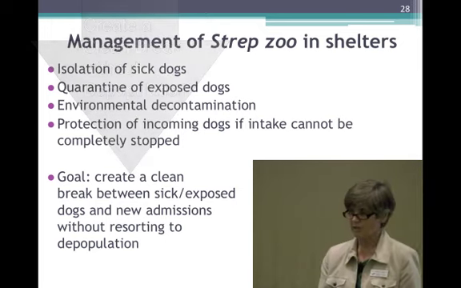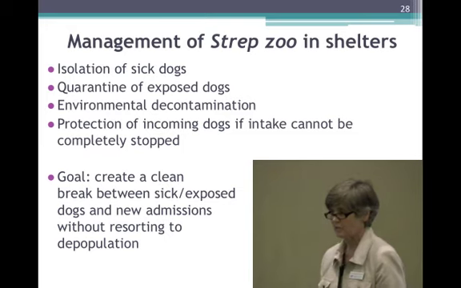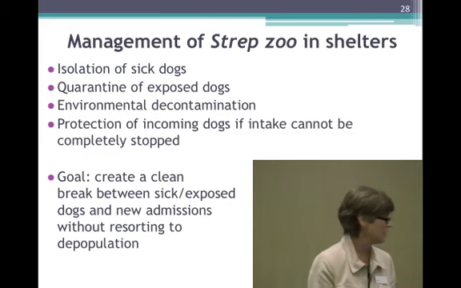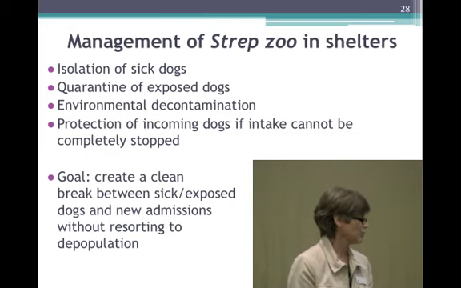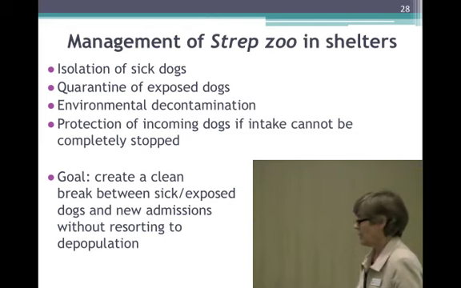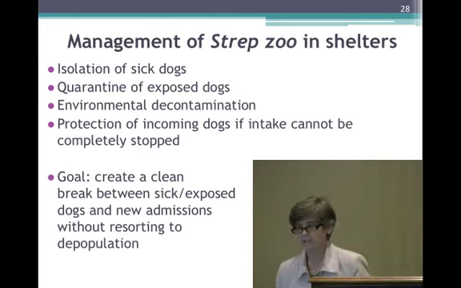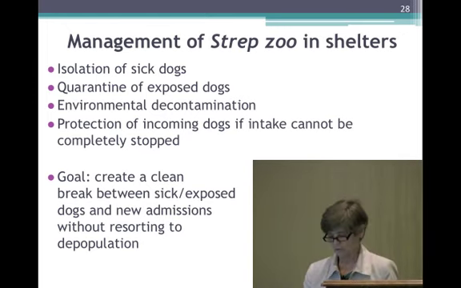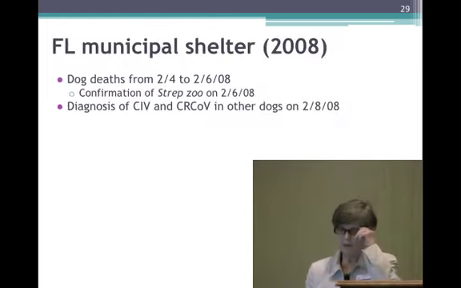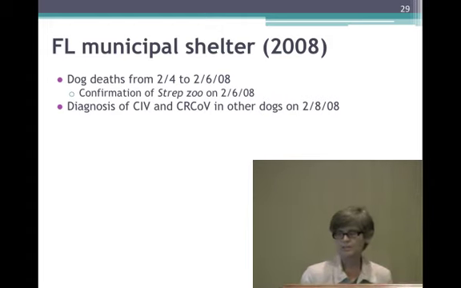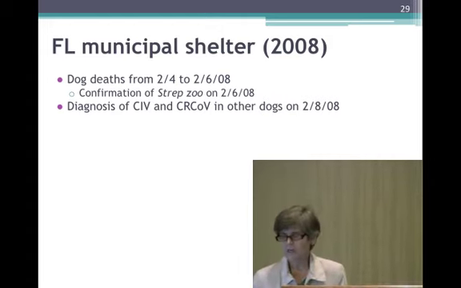Yes, there may be some loss of life, particularly dogs that are already sick and may be deteriorating, but the goal is not to clean house in order to facilitate an easier return to normal. So I'm going to use the 2008 outbreak in the Florida shelter.